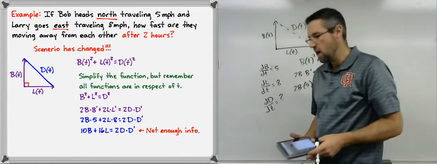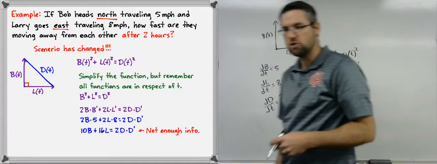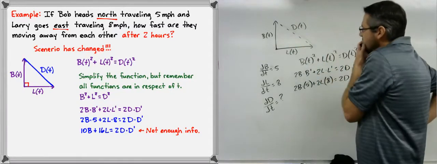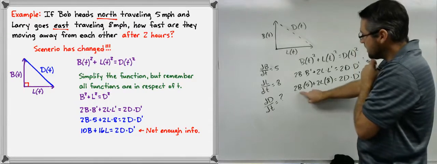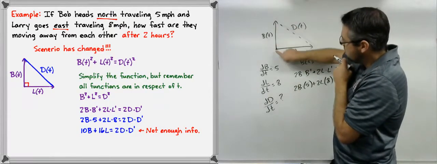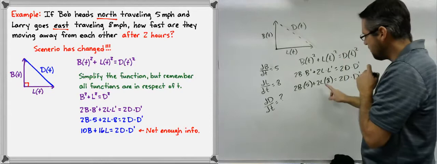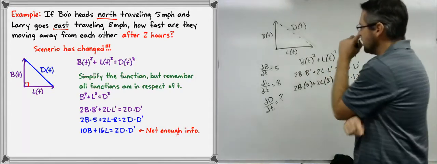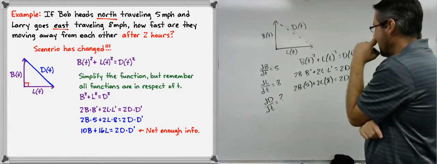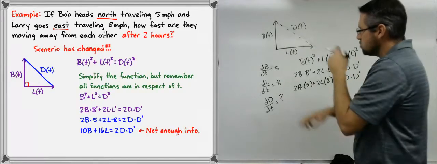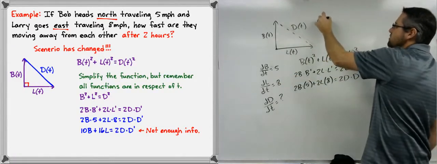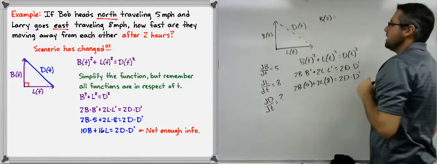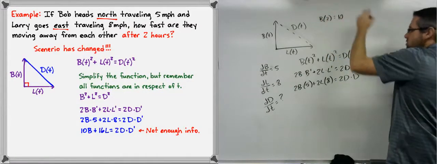Okay, so let me add some more information. After 2 hours. Let's add that. How does that help? Well, I need to know a B. I need to know how far Bob is from where he started, and I need to know how far Larry is from where he started. So if after 2 hours they're traveling at this rate, we could say B of 2 is going to be 10.